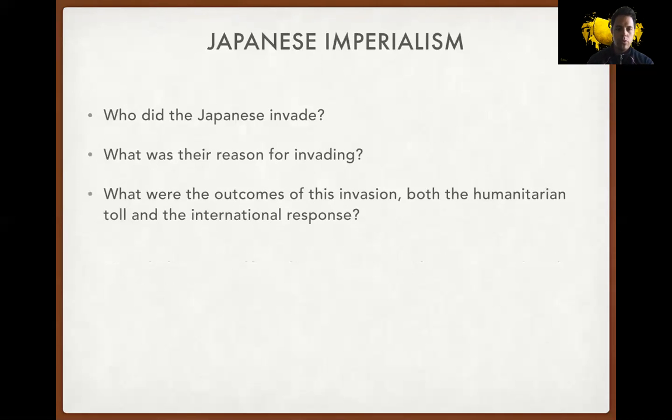So the first one we're going to start with is Japanese imperialism. So our guiding questions that I will reiterate at the end is: who did the Japanese invade? What was their reason for invading? And what were the outcomes of this invasion, both the humanitarian toll and the international response?